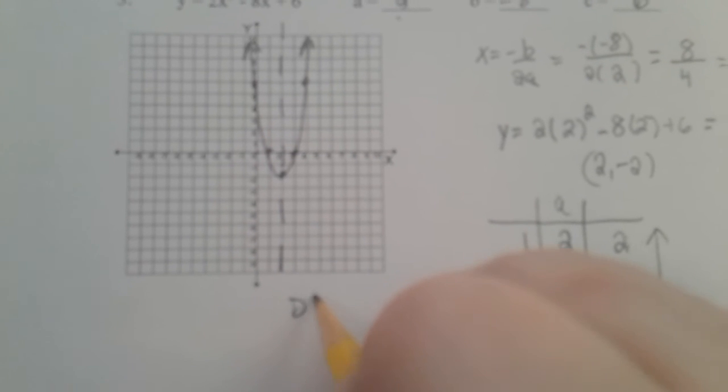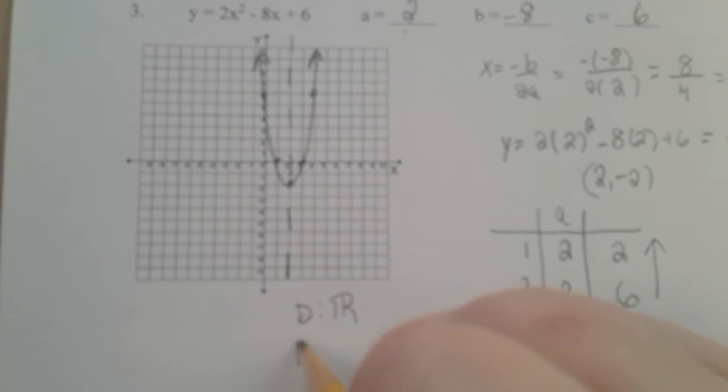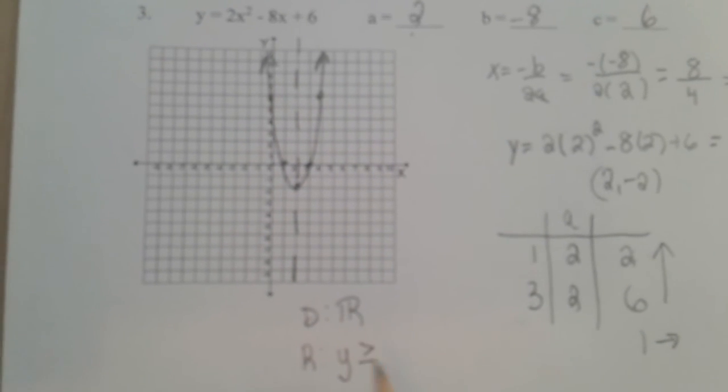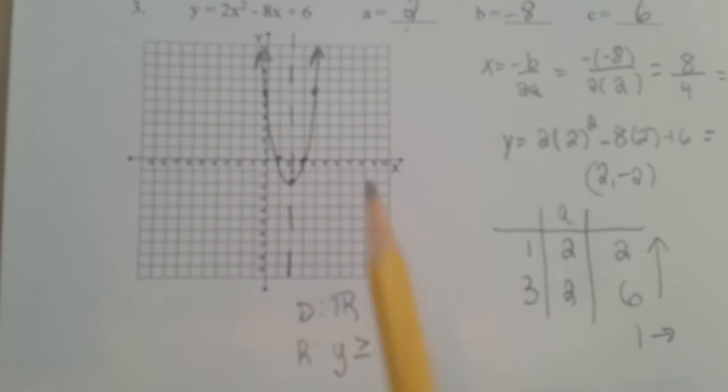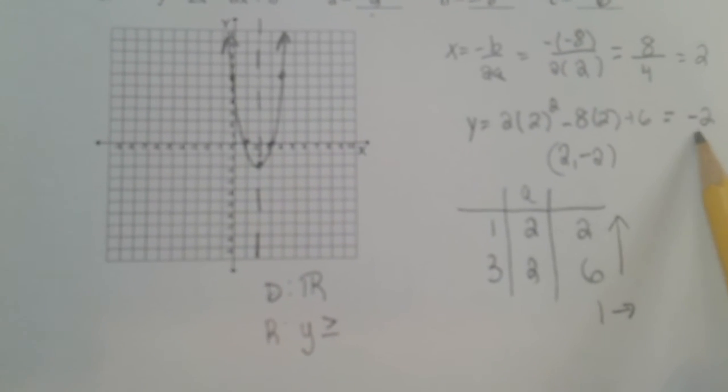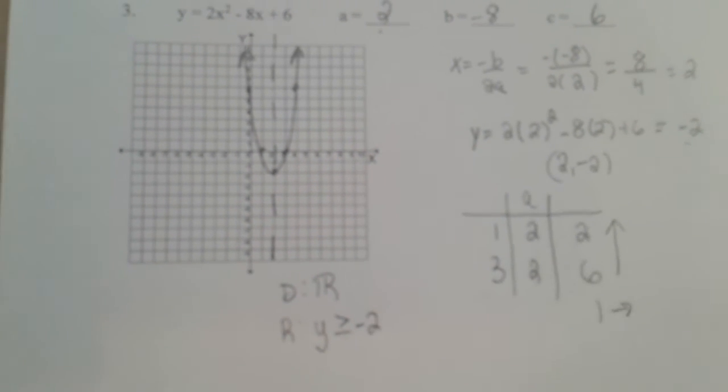The domain and range: the domain is always all real numbers. The range, it opens up, so the vertex is the lowest point, so it's going to be y is greater than or equal to the y-coordinate of this point, that's our negative 2, which we figured out over here as well. So y is greater than or equal to negative 2.